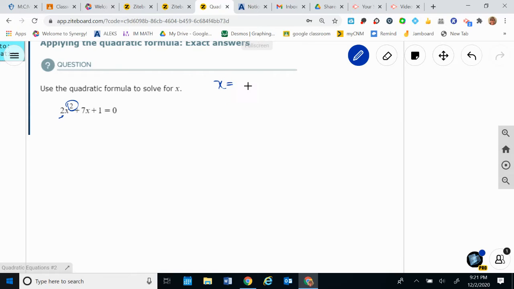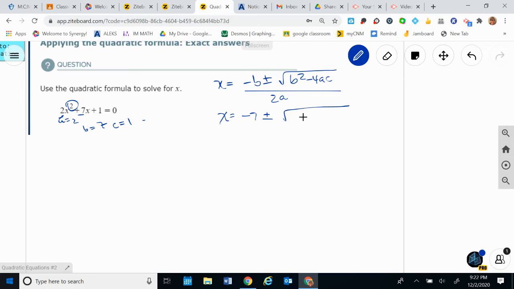So here we go. X is equal to negative b plus or minus the square root of b squared minus 4ac all over 2a. But Miss Buck, I don't want to write the formula. Suck it up, Buttercup. You can do this, okay? A equals 2. B equals 7. And C equals 1. Plug it in. Negative 7 plus or minus the square root of 7 squared, which is 49, minus 4 times A times C, all over 2 times A, which is 2 times 2.